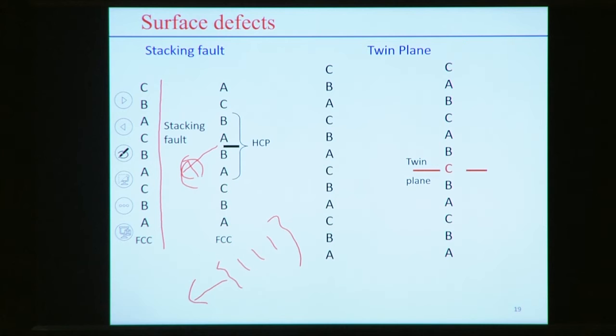Now if we look into the twin plane, there is a regular arrangement of the atoms like C B A, this is a perfect arrangement, C B A, C B A, C B A, C B A like that.